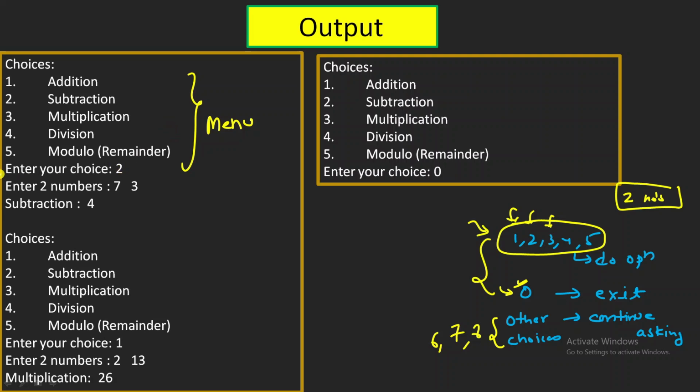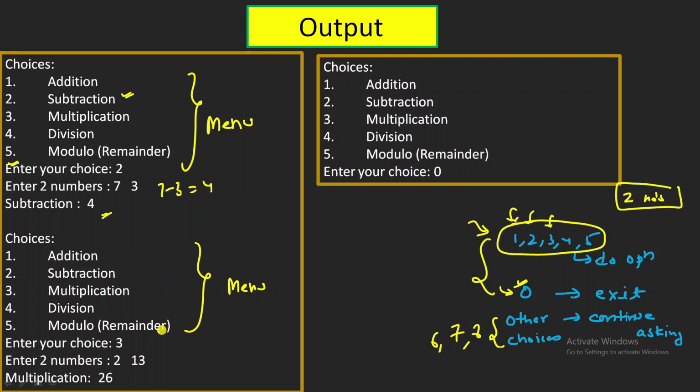Then the next message should come: enter your choice, what choice you want. Let's say you enter choice number 2, that means you want to perform the subtraction operation. Then you should be asked to enter two numbers on which you want to perform this subtraction. Then you enter 7 and 3, and you should be given the subtraction of 7 and 3, that is 7 minus 3, which is 4.